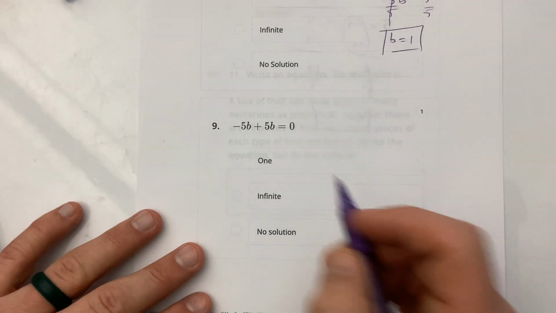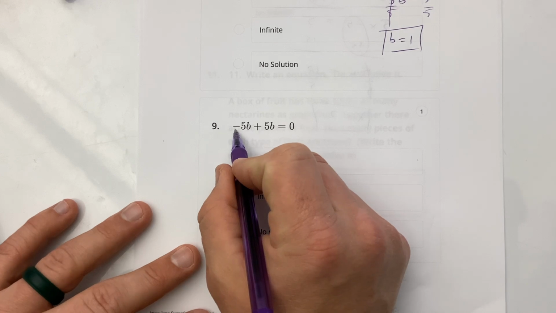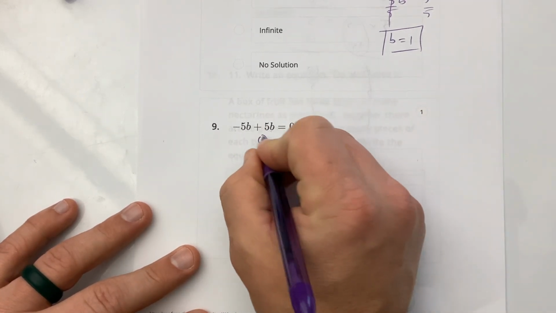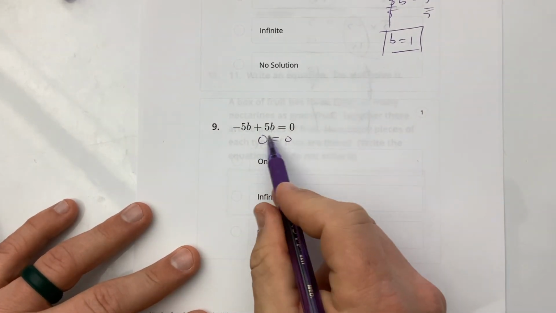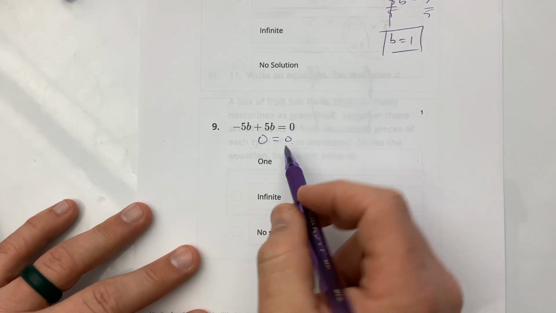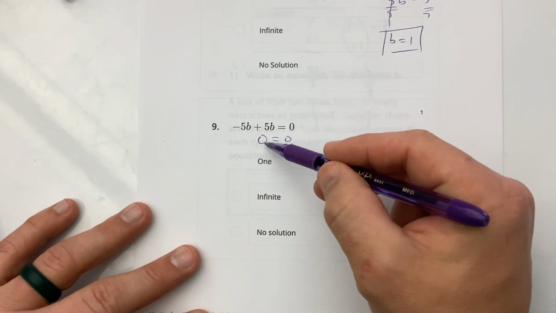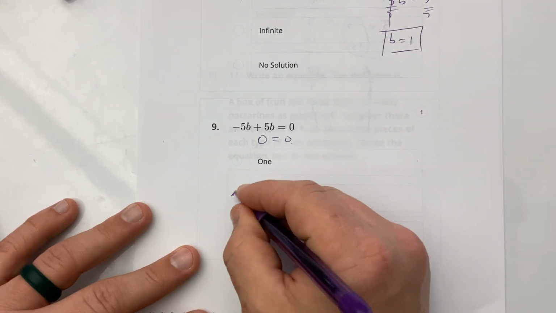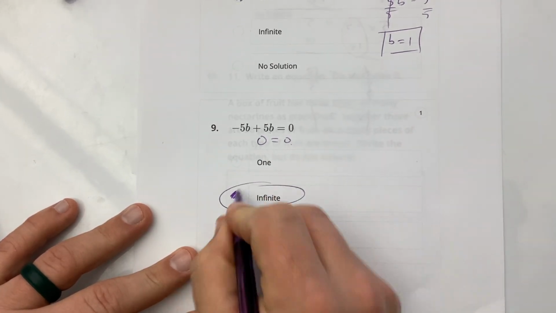Number 9. Combine like terms, negative 5b plus 5b is 0, right? And 0 equals 0 always. So it doesn't matter what b is, 0 is always going to equal 0. So infinite.